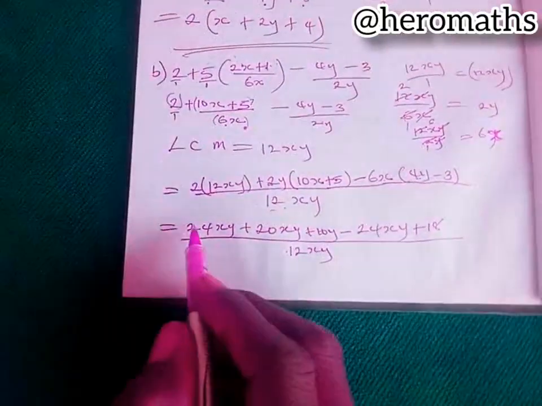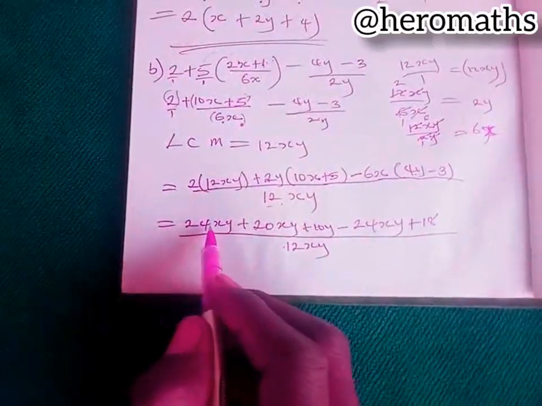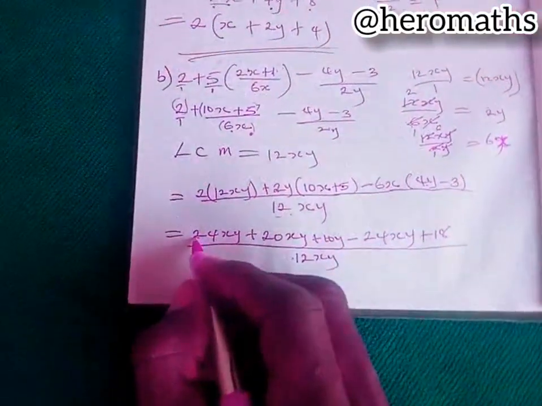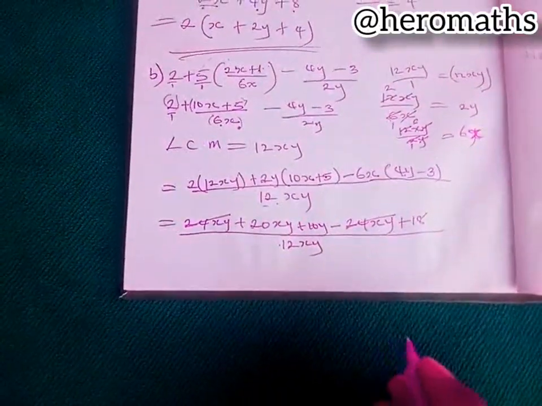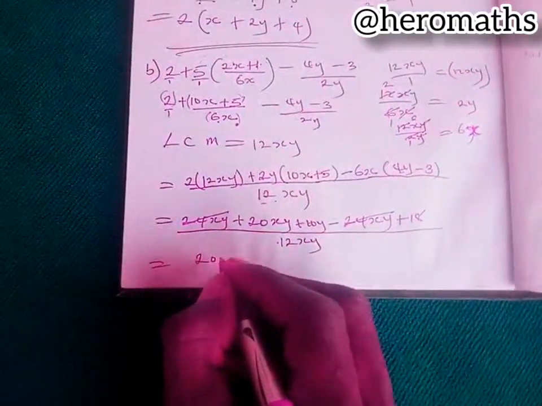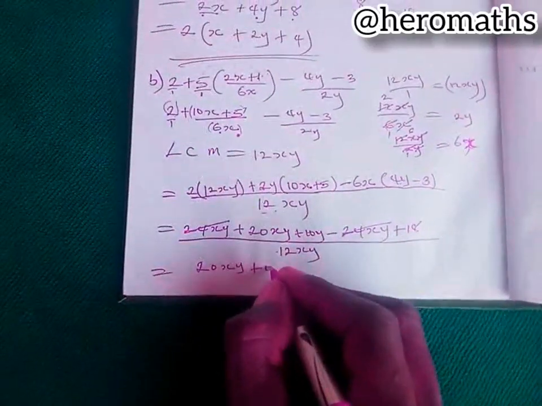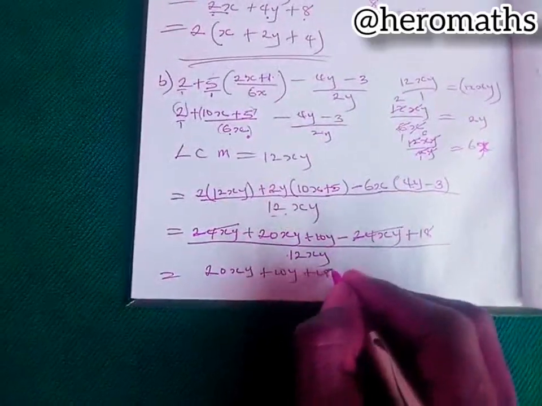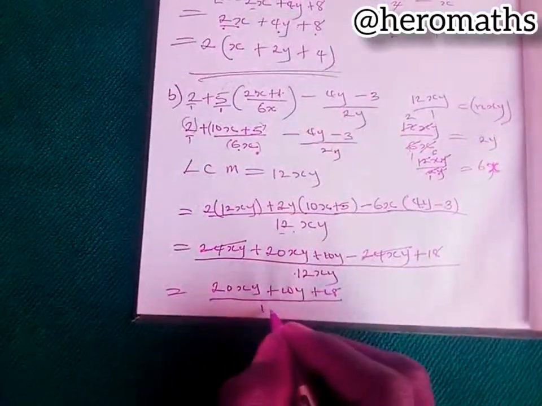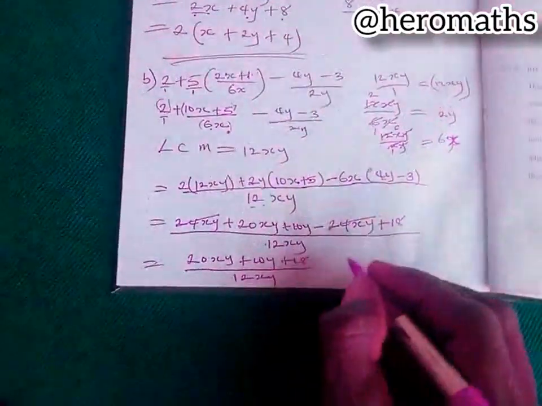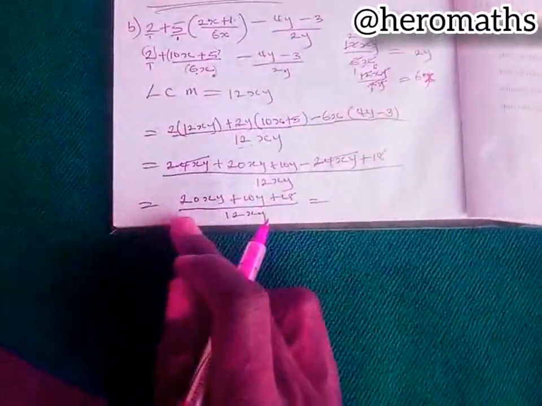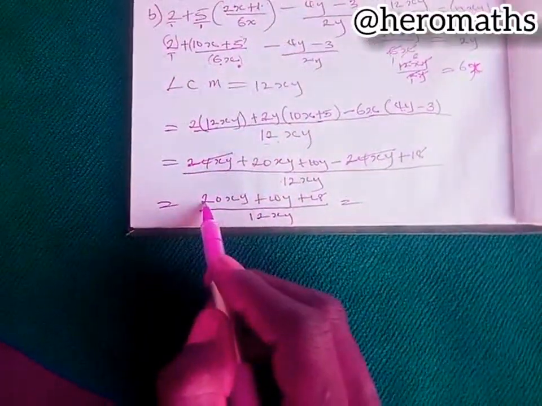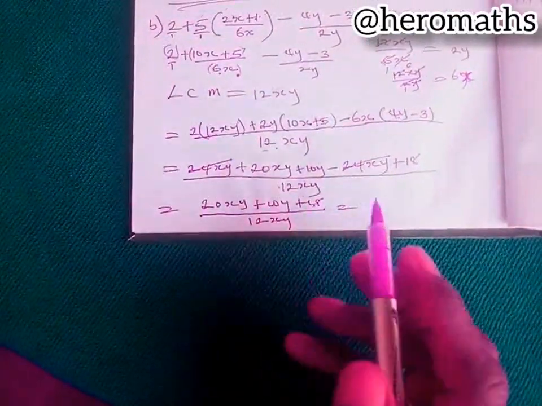You can see that we have 24xy here, that is positive 24xy and minus 24xy. So this will go with this. Now we are left with 20xy plus 10y plus 18, all divided by 12xy. And this will result to, is there anything we can simplify here? Yes, because 2 can go here, 2 can go here, 2 can go here without a remainder.